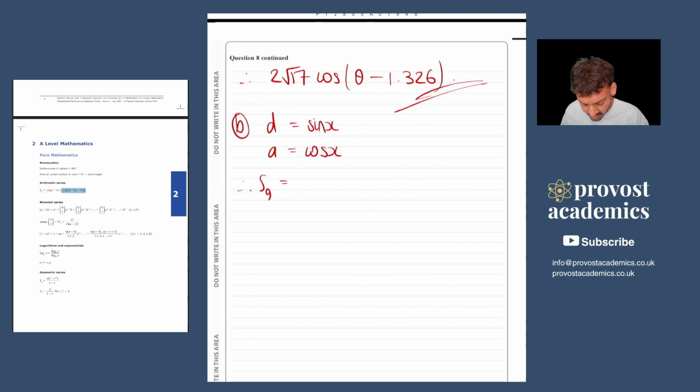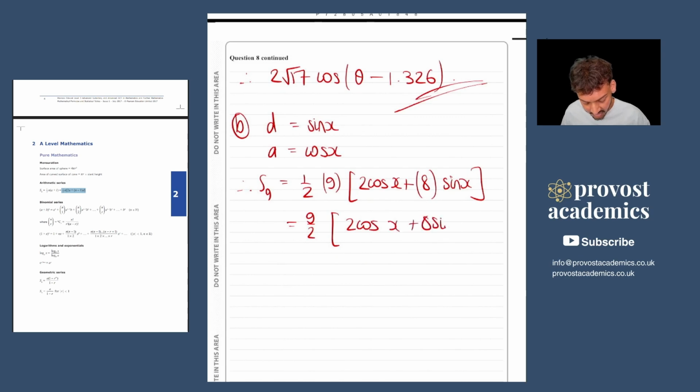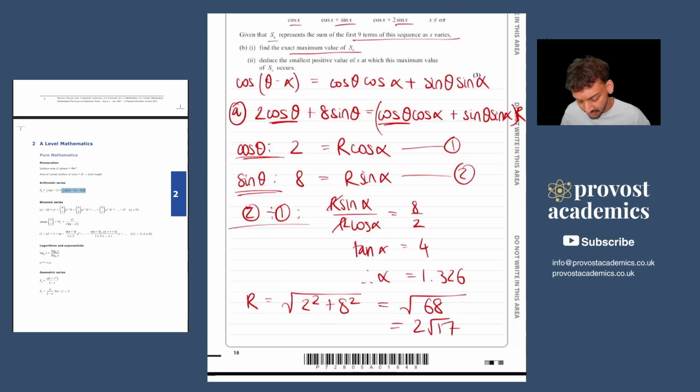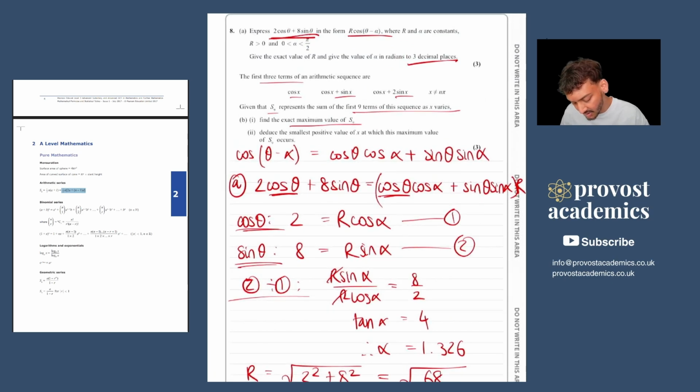Therefore, S9 is going to be equal to a half of n, which is 9, times 2 times cos x plus n minus 1, which is going to give me 8 of sine x. And as I thought it was, 9 over 2. And you can see that 2 cos x plus 8 sin x looks awfully close to what was our first part of the question, which was 2 cos and 8 sin.